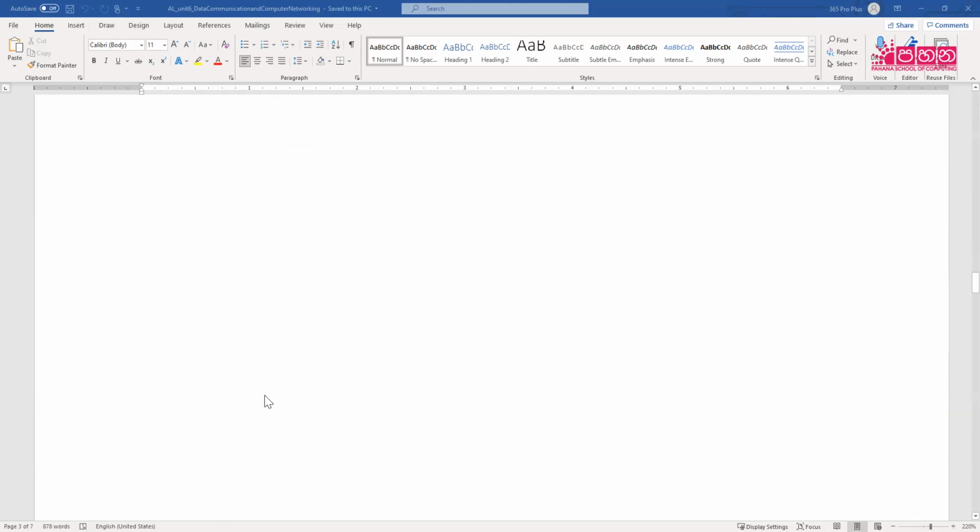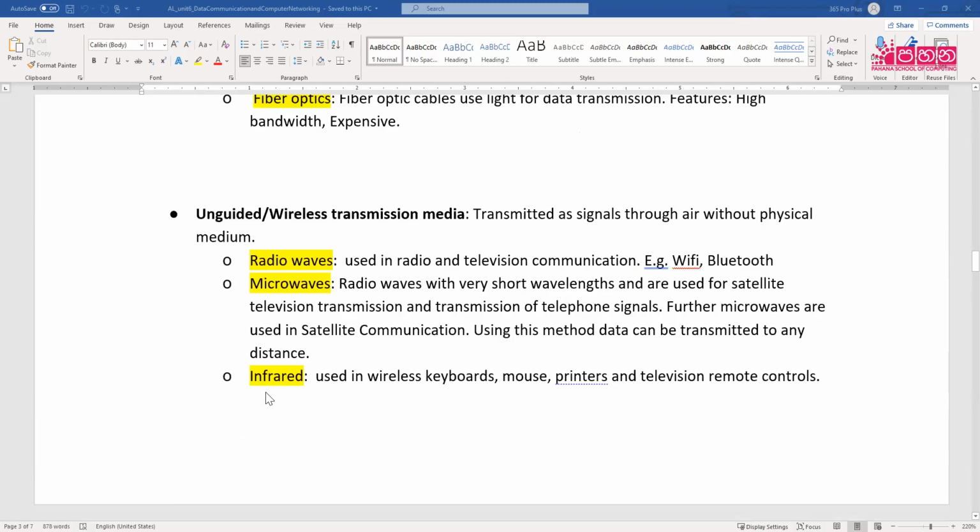Then we discussed wireless transmission media. We can use radio waves, especially in technologies like Wi-Fi and Bluetooth. Then for satellite television transmission, we use microwaves. And for very short distances, like keyboards, mice, and printers, we use infrared. I think this is what we discussed last time.